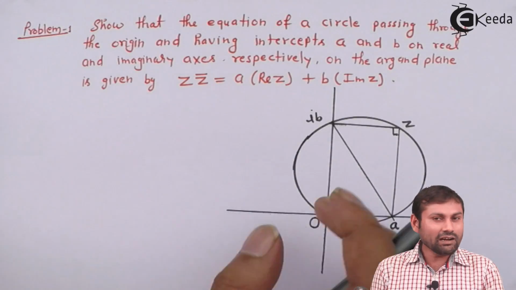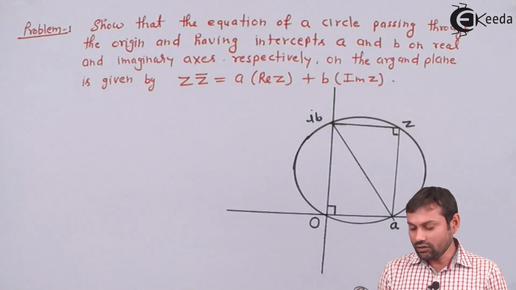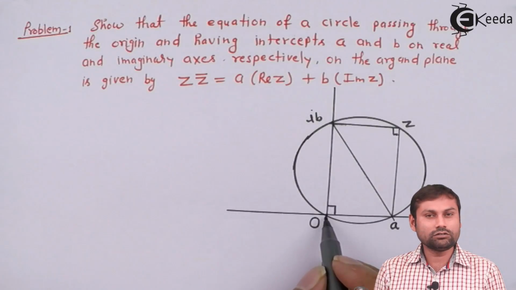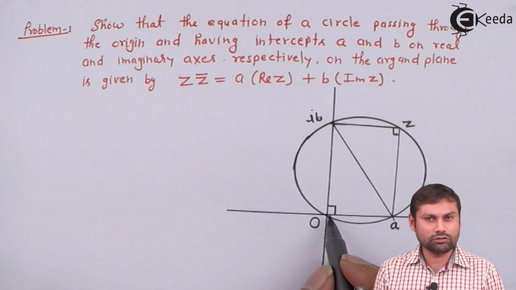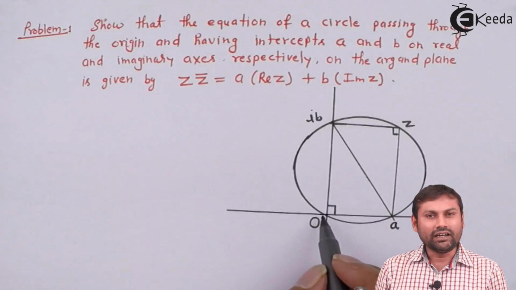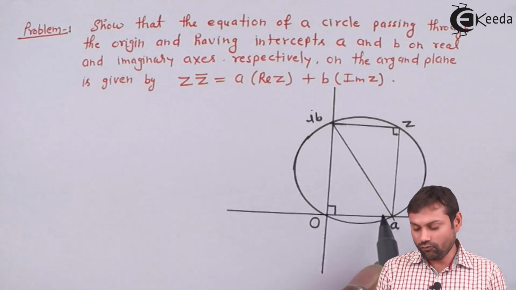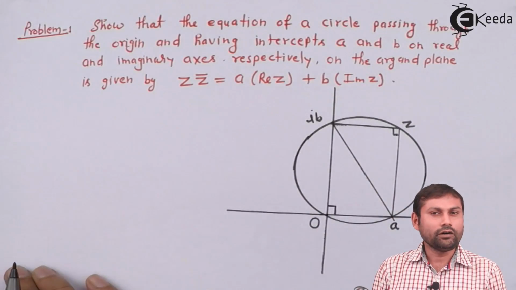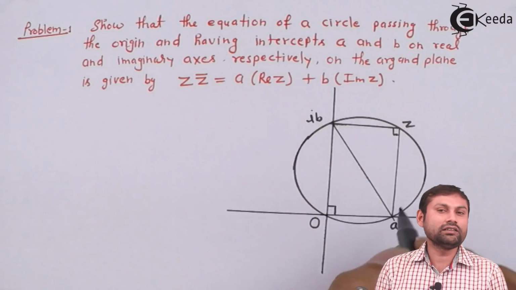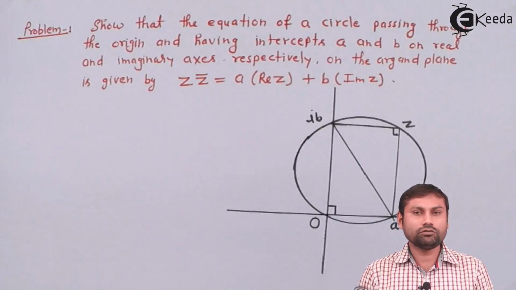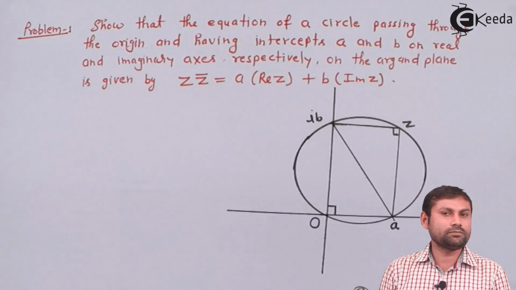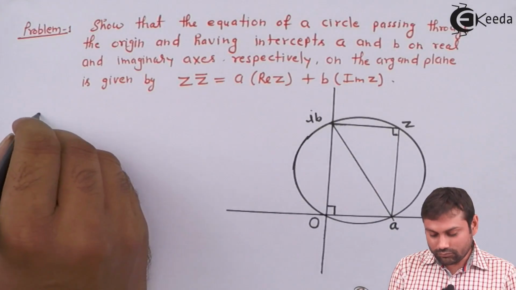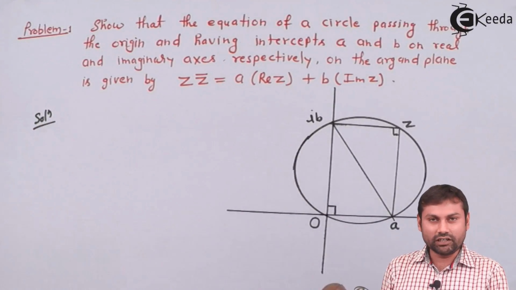So I have already made that figure here, so I'll just explain it. Here your circle is passing through the origin, and it has x intercept A, this distance is A, and y intercept B on the imaginary axis, so this is B, and z is moving on the circumference of the circle. Then you have to show that z bar equals A into the real part of z plus B into the imaginary part of z. So you can see in this figure already.